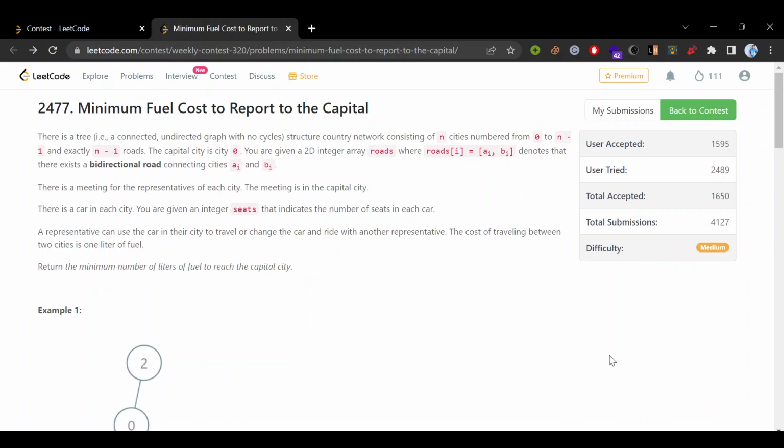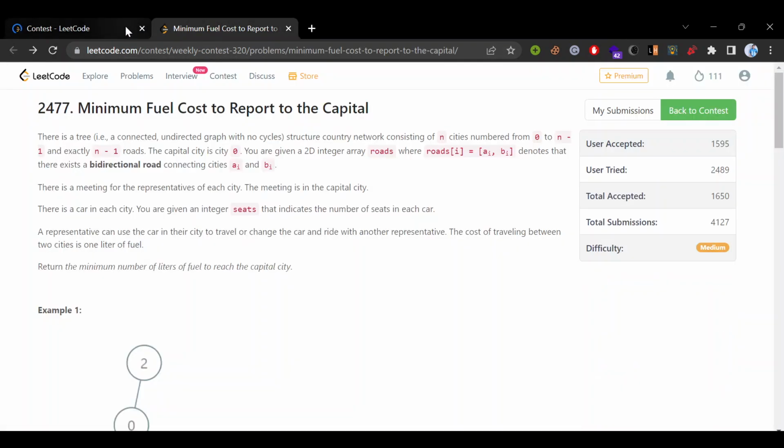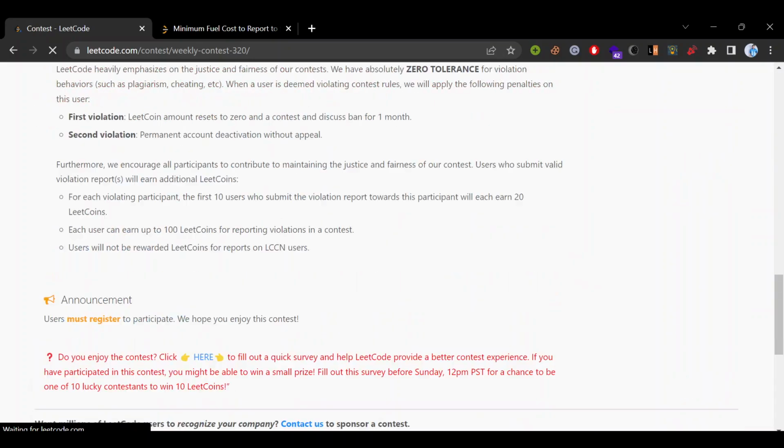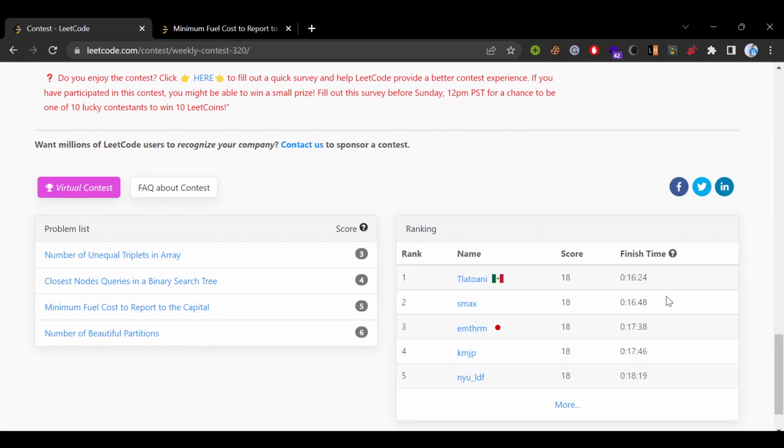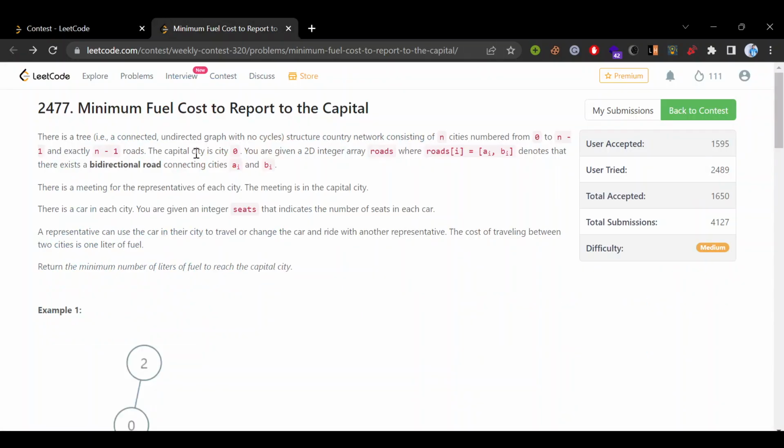Okay, so hi everyone. Today we're going to solve this problem, that is 2477 Minimum Fuel Cost to Report to the Capital. This problem is a LeetCode problem from the weekly contest 320, and it's the third problem of the contest. So let's see what this problem is about.